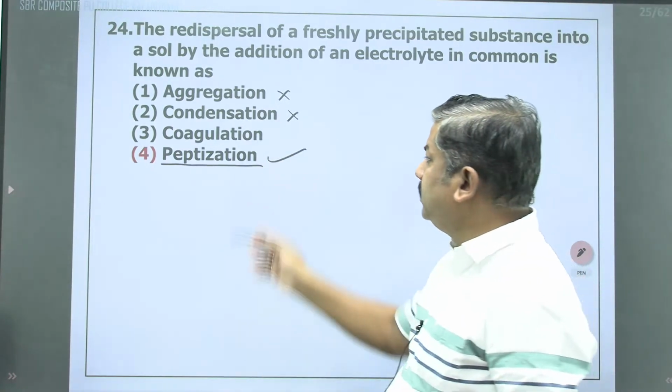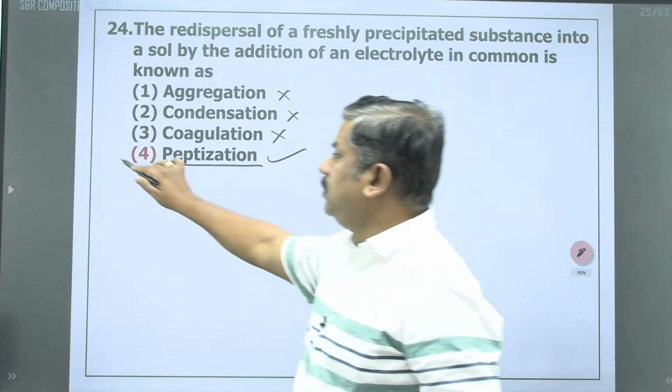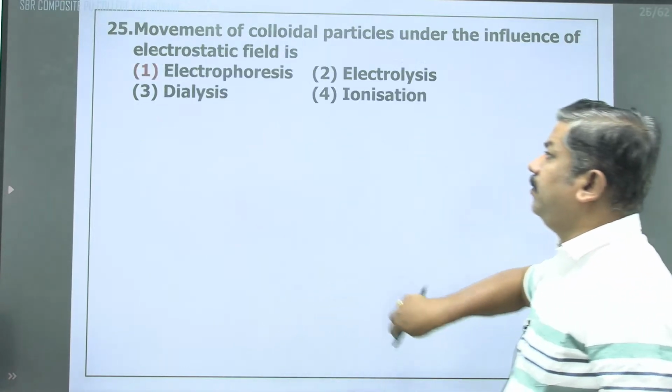Coagulation is the reverse of the peptidization process, so it is also not correct. So only the fourth option is correct for this statement.